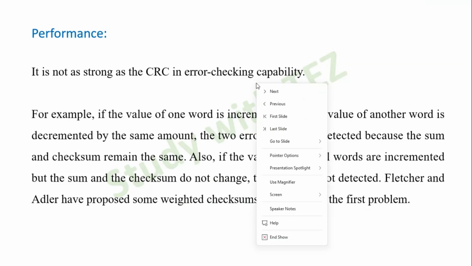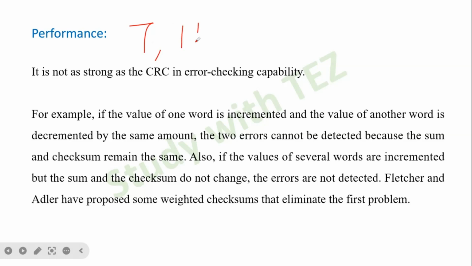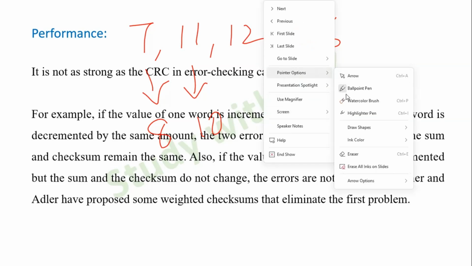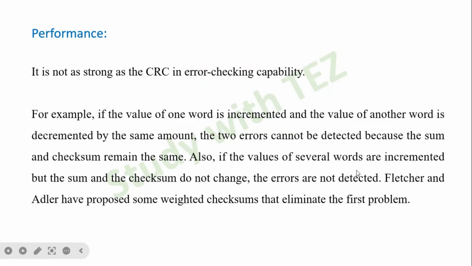So what we had was 7, 11, then 12, then 0 and 6, correct? Now I make an error, so this became 8 and this became 10, the rest is all the same. So two errors are there, but still the addition, 8 plus 10 is 18, plus 12 is 30, plus 0 is 30, and this is 36. And once the complement is taken, the sum will again be 6 and the complement of that is again 9, so the same thing happens. So you cannot identify such errors, and that's the reason this is not as good as CRC.